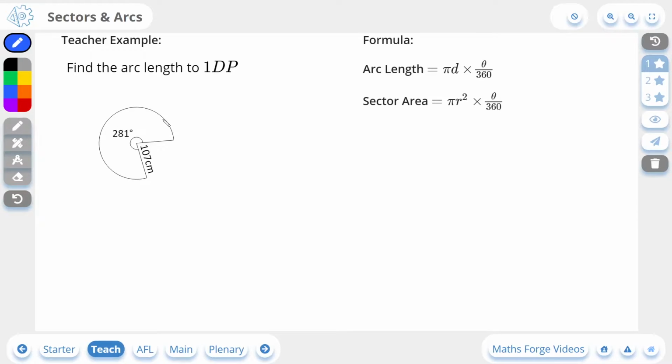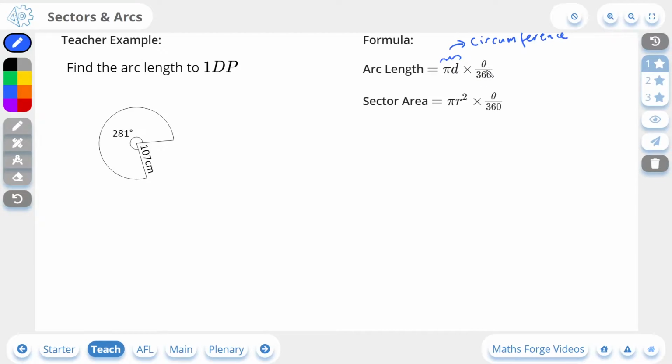So in order to find the arc length, we've got this formula here on the right. Arc length is equal to pi times the diameter times theta, which is the angle here, over 360 degrees. So let's actually talk about what's happening in this formula. We know that this part of the formula here is the circumference of a circle. It is the outer distance of a circle. And then we're multiplying the circumference of a circle by theta over 360 degrees.